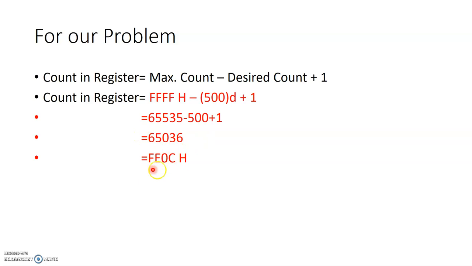If you convert it into hex, you get FE0CH. So this value needs to be put into the timer 0 register so that we get the desired delay of 500 microseconds. 0C will reside in the lower 8 bits of the 16-bit T0 register, and FE should reside in the upper TH0 register. Okay, so let's move to the program part.